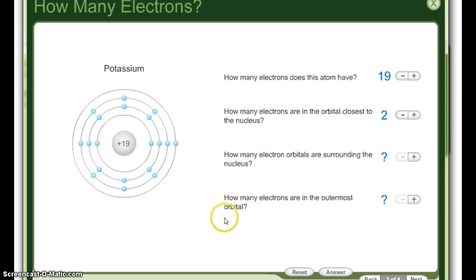How many electrons are in the outermost orbital, or how many valence electrons are there? 1 valence electron, or 1 electron in the outermost orbital. How many electron orbitals are surrounding the nucleus? Okay, so now you're counting the orbitals. 1, 2, 3, 4.